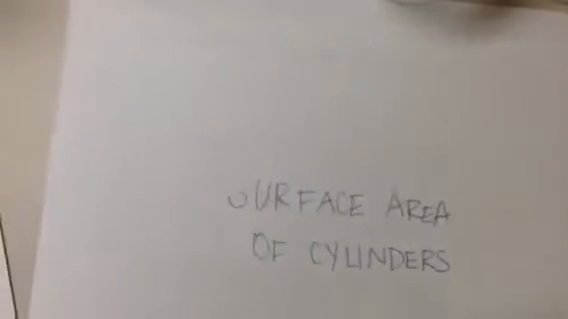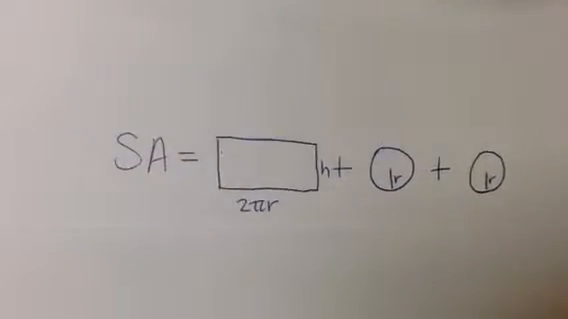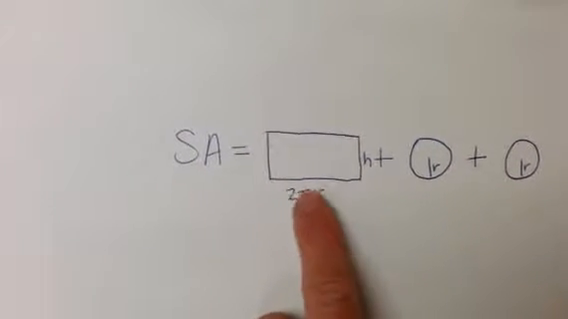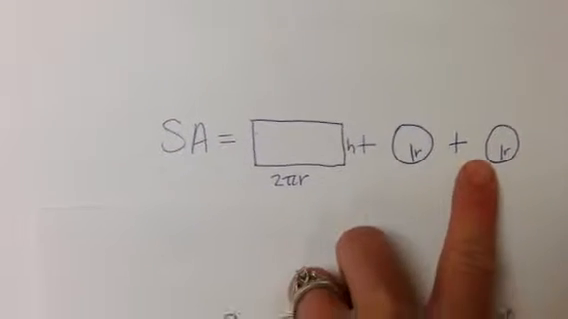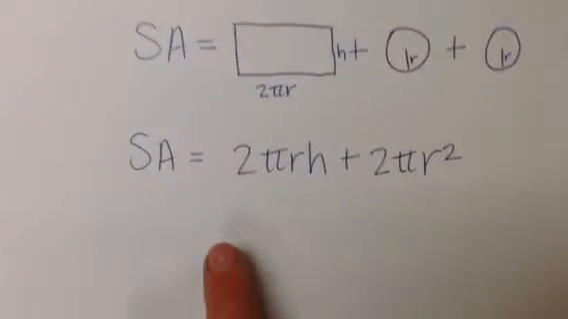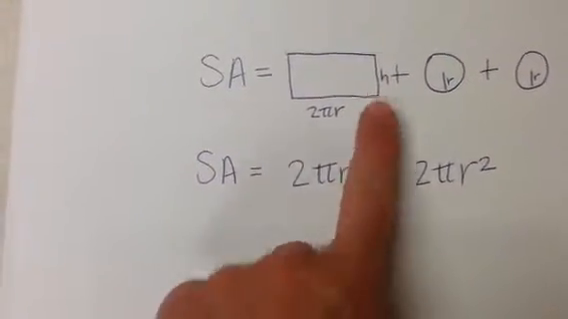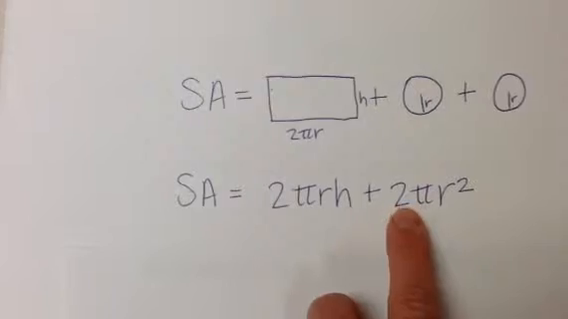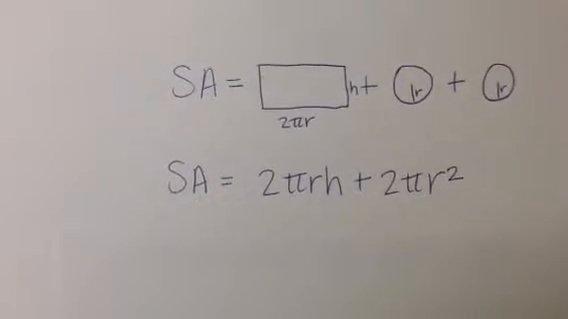In your notes, I want you to go ahead and write this. That surface area is equal to the rectangle, which has these dimensions. The length was 2 pi r, and then we've got the height of the cylinder. And we've got radius and radius here on our circles. That means that the equation is here, because the equation for a rectangle is length times width. So we've got 2 pi r times height. And then circles are pi r squared, so we have 2 of those. So we've got 2 pi r squared. That gives you your formula for surface area.